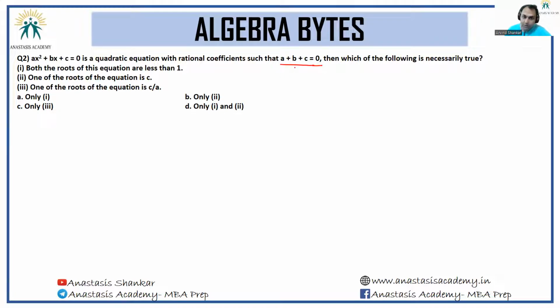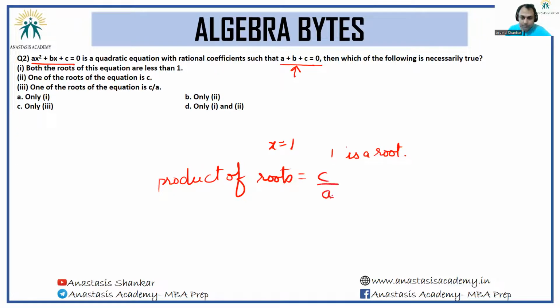The important thing you need to notice here is if a plus b plus c is equal to 0, it means at x equal to 1, this expression gives a 0 value, which means 1 is a root. And if 1 is a root, now product of roots of a quadratic is given by c by a. If 1 is one of the roots, the other root has to be c by a itself.